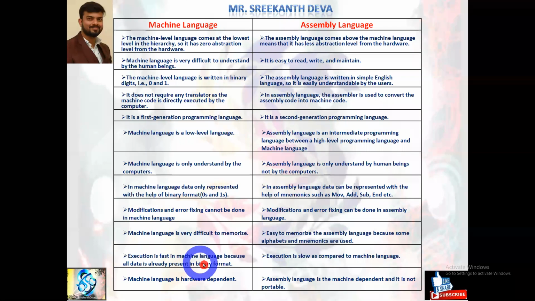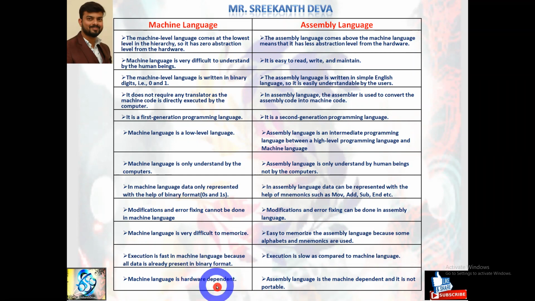Execution is fast in machine language because all data is already presented in binary format. But that execution environment needs to be created by the human, which takes much more effort and time. Execution in assembly language is slow compared to machine language, because a translator is required. The translator converts those assembly level instructions to machine understandable instructions.